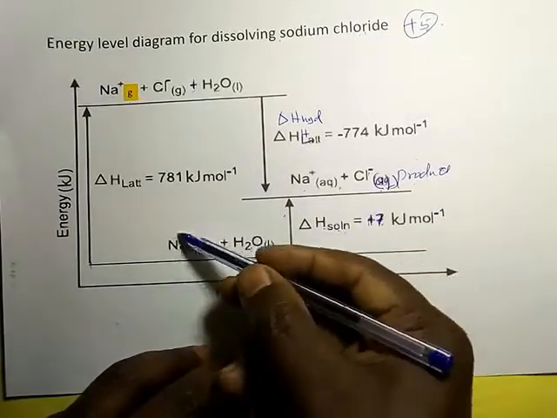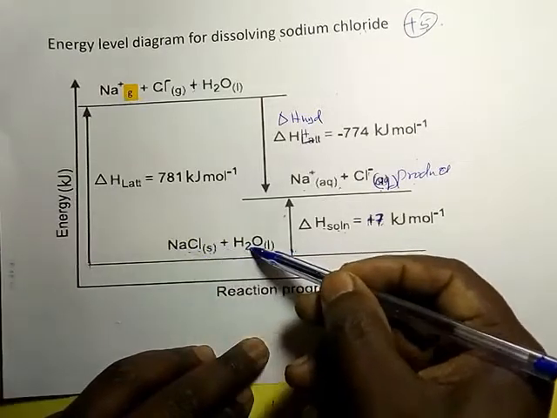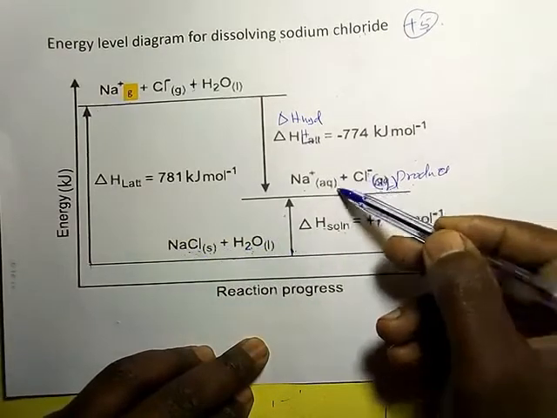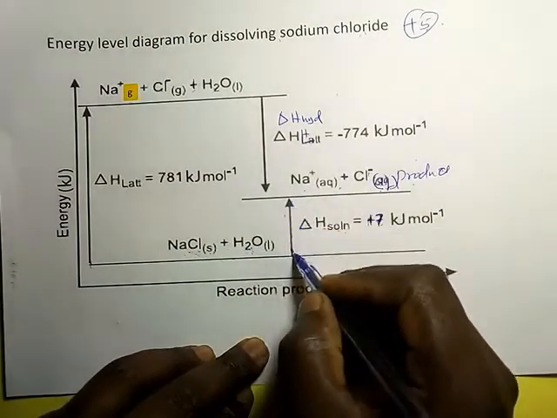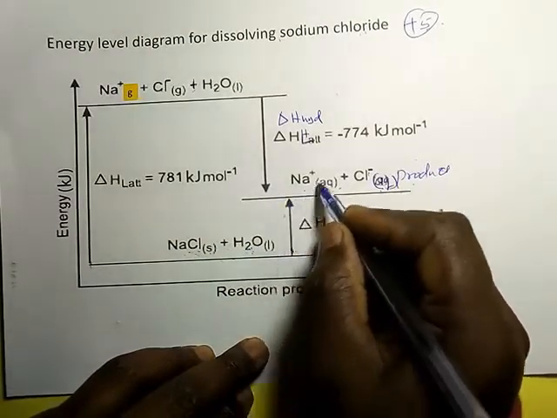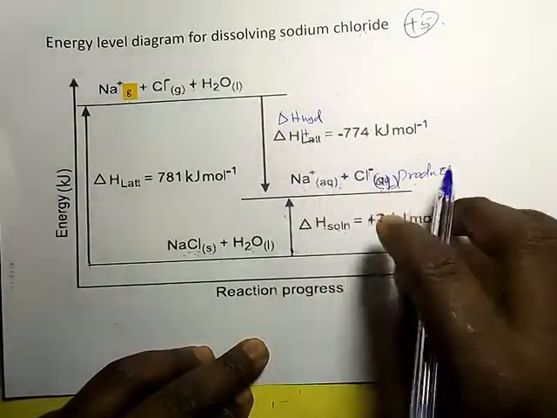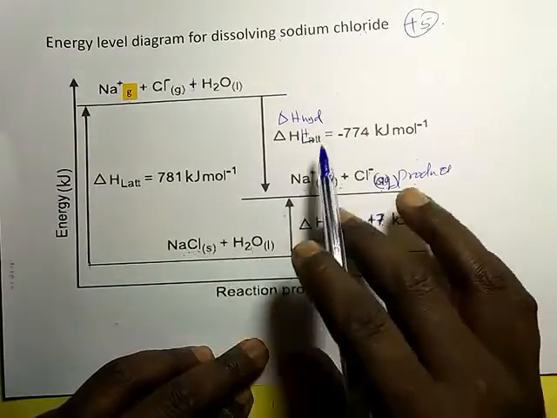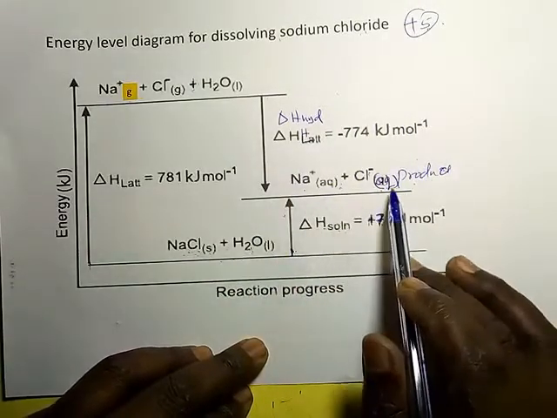These are the reactants: dissolving sodium chloride in water, forming the product, aqueous, right? So you must ensure that the arrow goes up to the products. This indicates the reaction is endothermic. The overall reaction is endothermic.